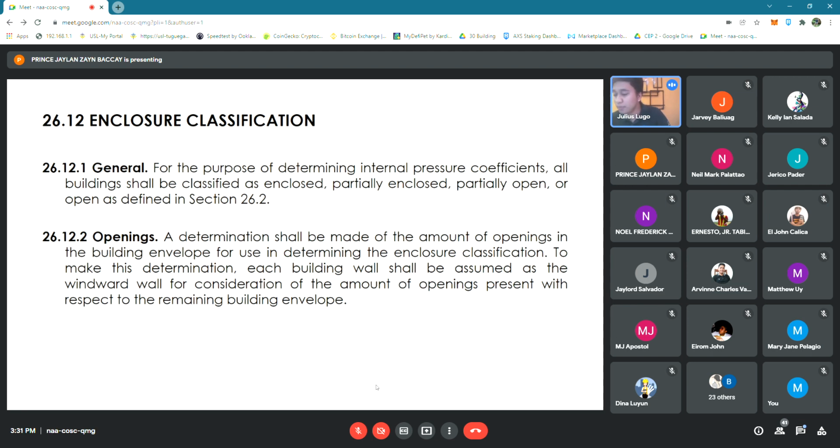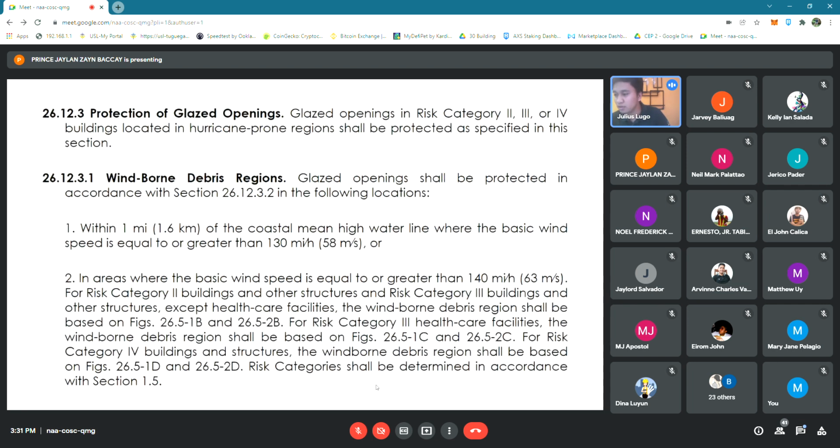Now let's proceed to the next slide. Protection of glazed openings. Ano ba itong mga glazed openings na ito? These glazed openings actually pertain to your windows, something like that. Windows na masyadong exposed. Masyadong exposed siya, so there's a need for you to protect your glazed openings.